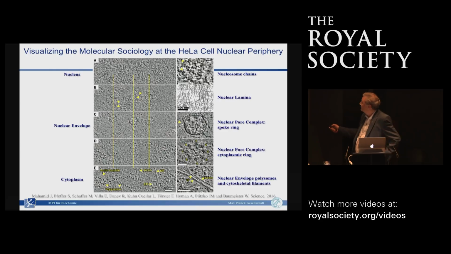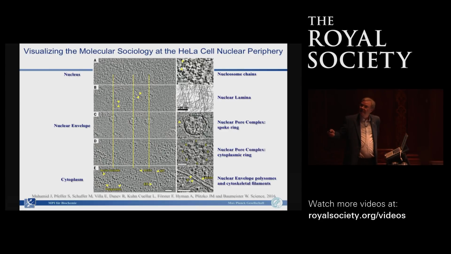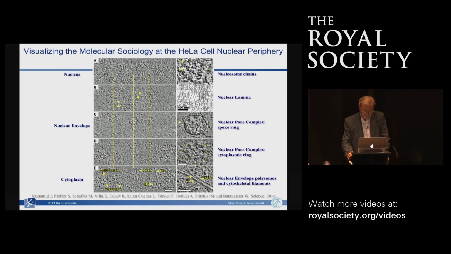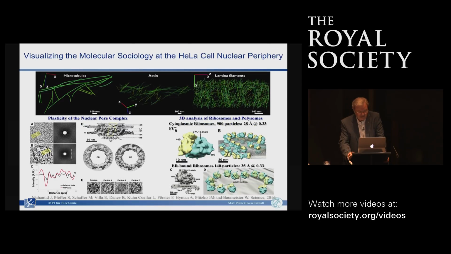Then as we move a little bit further inside, we come to the fine meshwork of the nuclear lamina. This is an individual nuclear pore complex on the nuclear side, the same one now on the cytoplasmic side of the nuclear envelope, and here we are on the outer surface of the nuclear envelope where you see rows of ribosomes or polysomes. Now we can analyze them a little bit more deeply, so we can apply, after some denoising, segmentation techniques for microtubules, for actin, for the nuclear meshwork of the nuclear lamina.